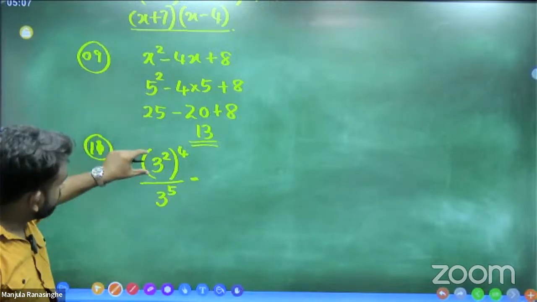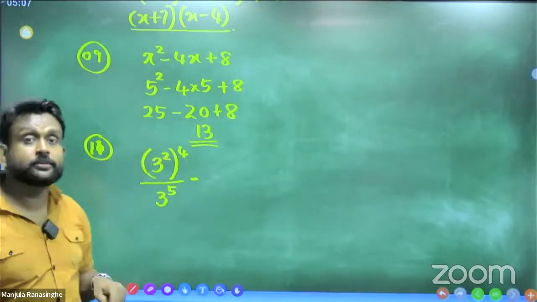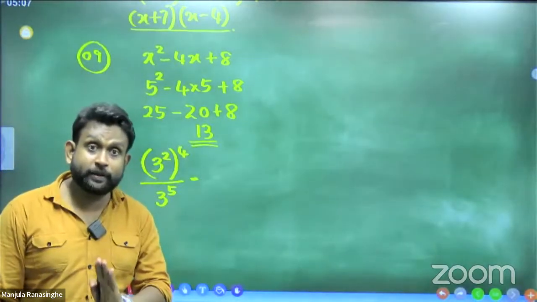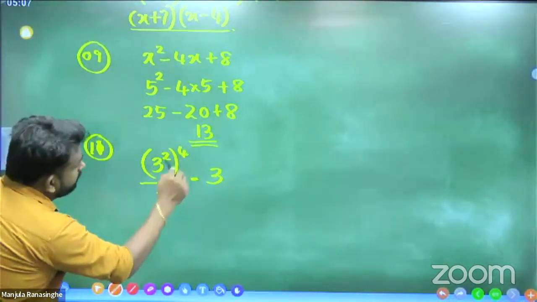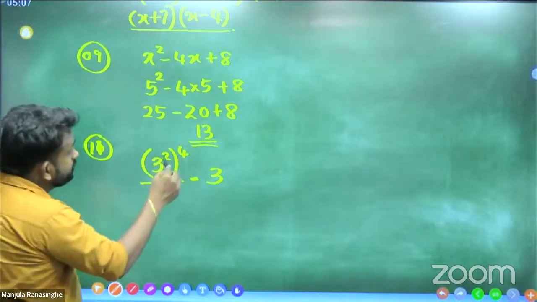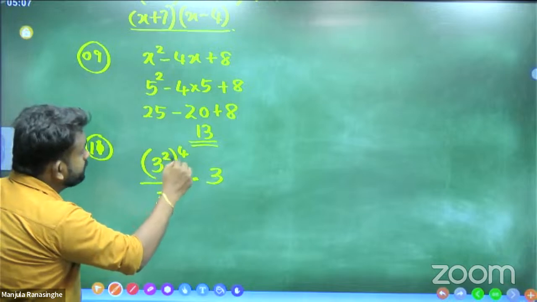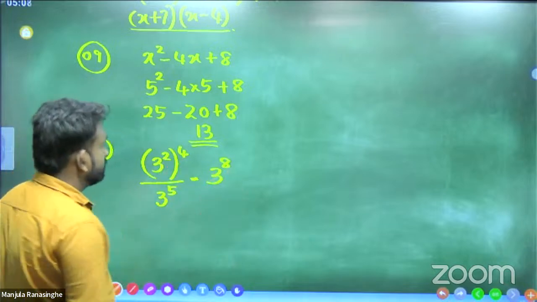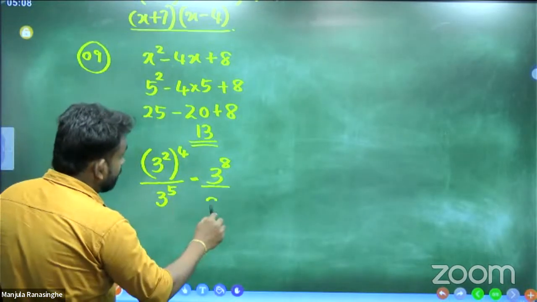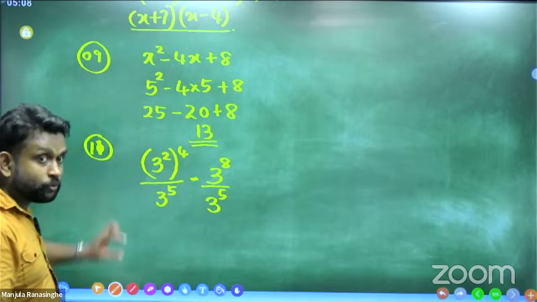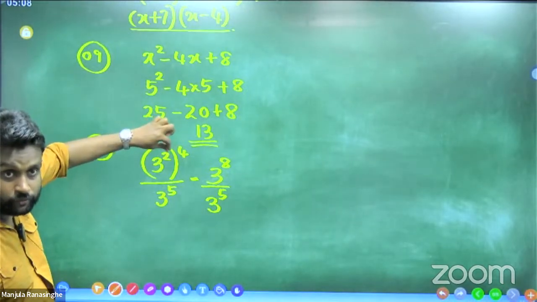Here, there is a base with a power and then a power again. We call this the power to the power rule. So you take 3 to the power 2, to the power 4. When it is power to the power, the powers are multiplied together. So 2 to the power 4 means 2 into 4, that is 8. Then divide by 3 to the power 5.